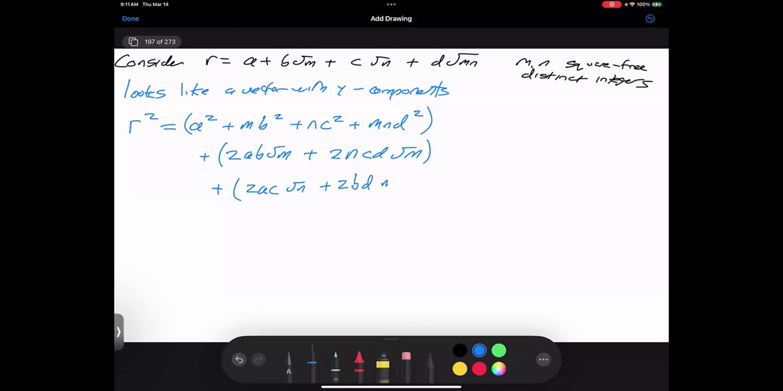And then the last one is going to be, how do I get a square root of MN? So I can have 2BC square root of MN plus, I'm sorry, plus AD, so twice AD. Yes.